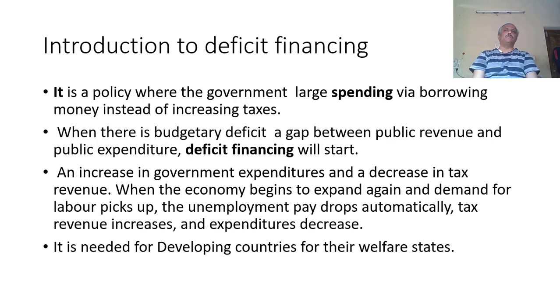In the introductory part, deficit financing is a policy where the government increases spending via borrowing money instead of increasing taxes. When there is a budgetary deficit, a gap between public revenue and public expenditure, deficit finance will start, with an increase in government expenditure and a decrease in tax revenue. When the economy begins to expand again, the demand for labor picks up, unemployment pay drops automatically, tax revenue increases and expenditure decreases.